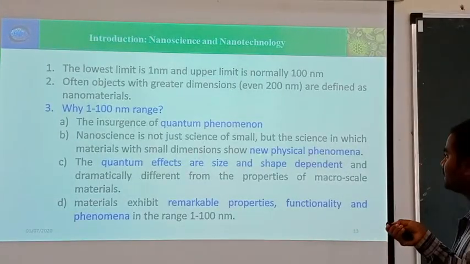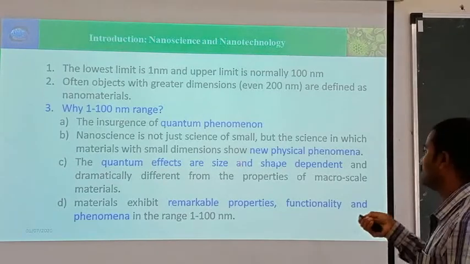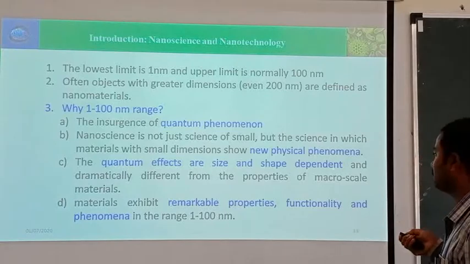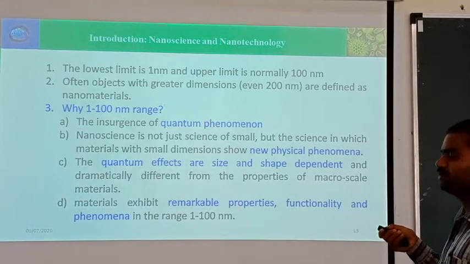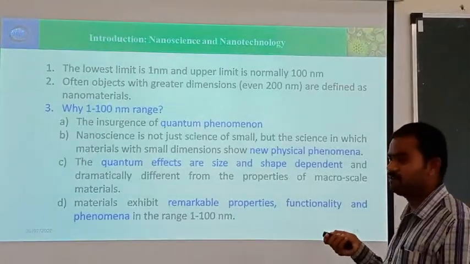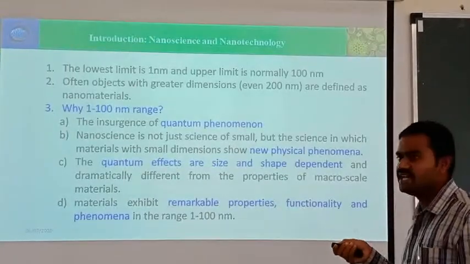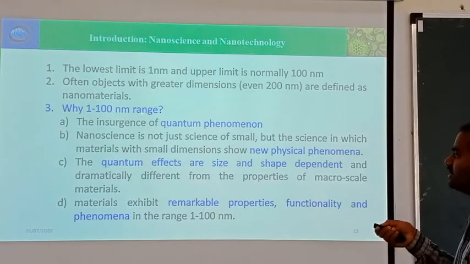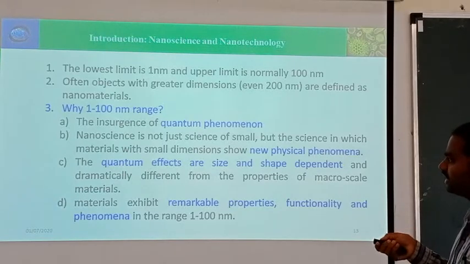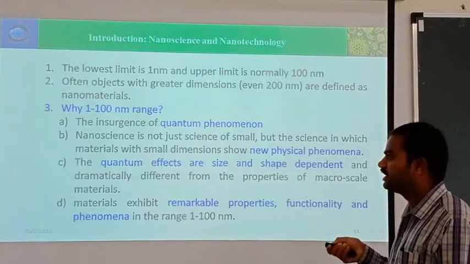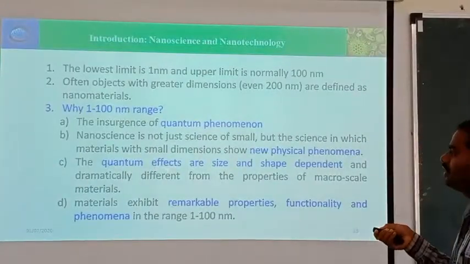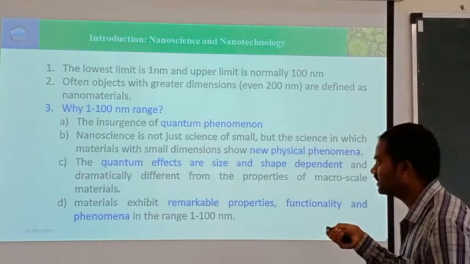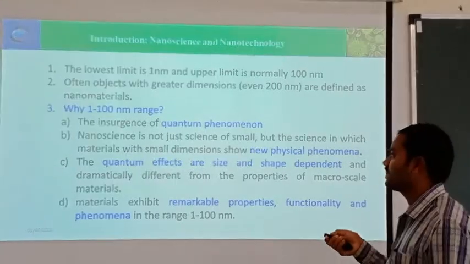Quantum effects are size and shape dependent. When you go to lower and lower size and shape, you will find the effective quantum effect in that material. Quantum phenomena, quantum confinement effect. So what is the quantum confinement effect? With respect to change in size, when you reduce the size, the energy level splitting occurs more and more. The difference between the energy levels increases as you go to lower and lower size, and the band gap of that material increases with decreasing size, which is generally known as the quantum effect.